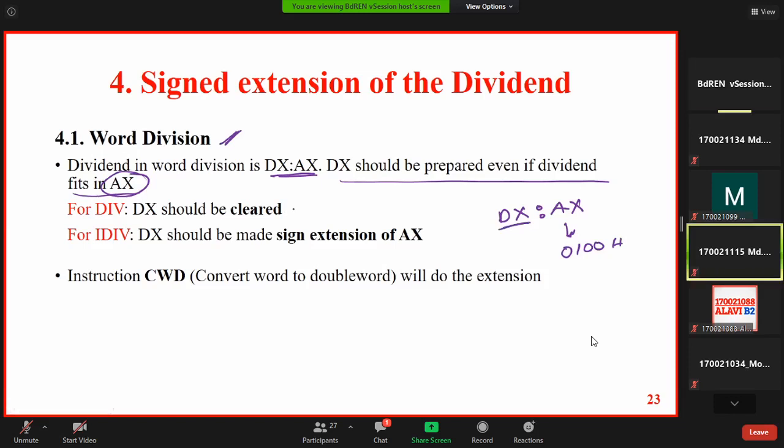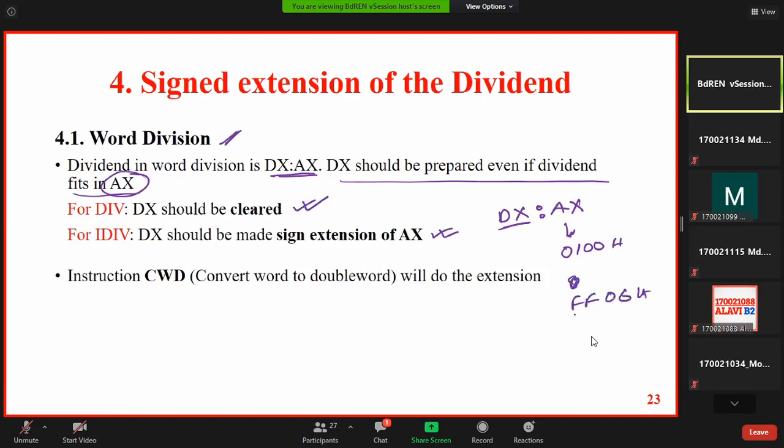So for the unsigned case, it should be cleared. For the signed case, the sign should be extended. So if it is, say, FF06, this sign should be extended. That means all of the DX should be FFFF. But if it is 7F06, then as the MSB of AX is 0, that should be extended in DX.